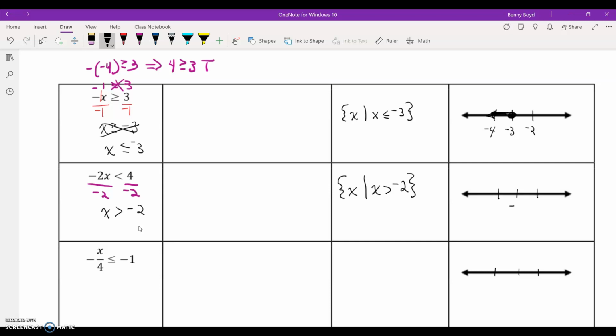So let's see here. Let's put -2 right here in the middle. We'll put -1 here and -3 here. And this one is greater than -2. It does not include -2, so I'm going to put an open circle. So just to review, that open circle means that it does not include the -2. It's just a symbol saying we're not including -2, but we are including every number larger than -2.